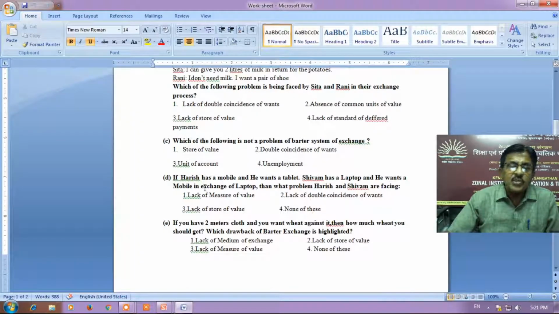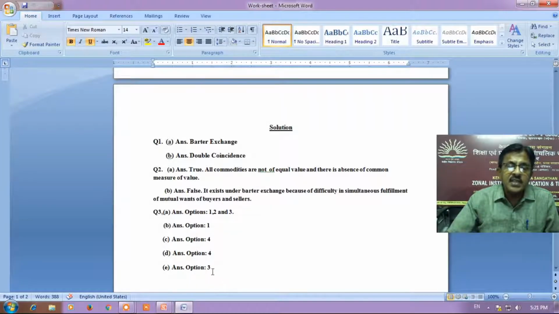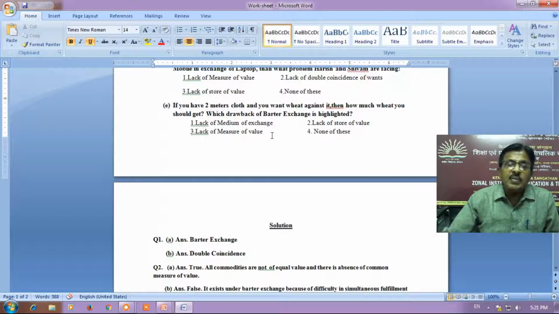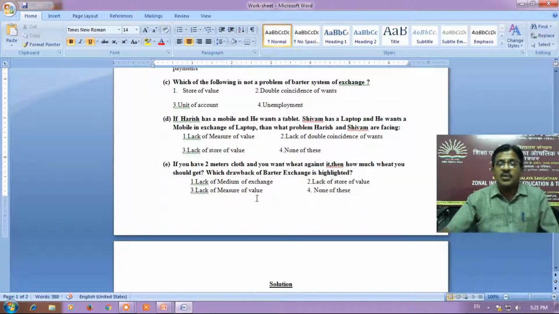Number D, answer is option 4. What is 4 here? None of these. So you see, Harish has a mobile and he wants a tablet. Shivam has a laptop and he wants a mobile in exchange for the laptop. Then what problem are Harish and Shivam facing? The lack of measure of value, lack of store of value, lack of double coincidence of wants, none of these. So none of these is the answer over here. Number D, option 4. Then number E, what is the option? The answer is option 3. What is 3 here? Lack of measure of value. If you have 2 meters of cloth and you want wheat against it, then how much wheat you should get, which drawback of barter exchange is highlighted over here? Here the highlight is option number 3, lack of measure of value.